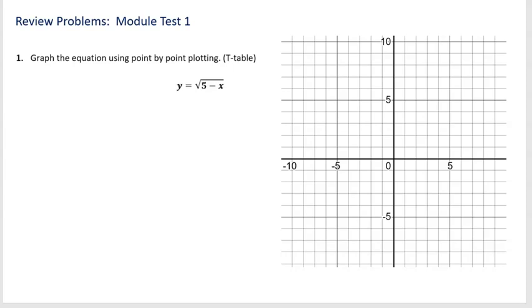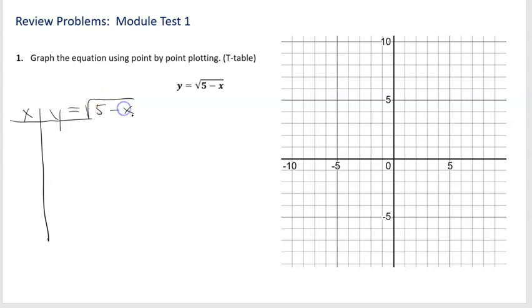Folks, let's see if we can roll through these Module Test 1 review problems. So the first one here, I have graph the equation using point-by-point plotting. In other words, do a t-table. Now, we have tricks for graphing, but when we first learn to graph, if we don't have any other tricks, the t-table is the way to go.